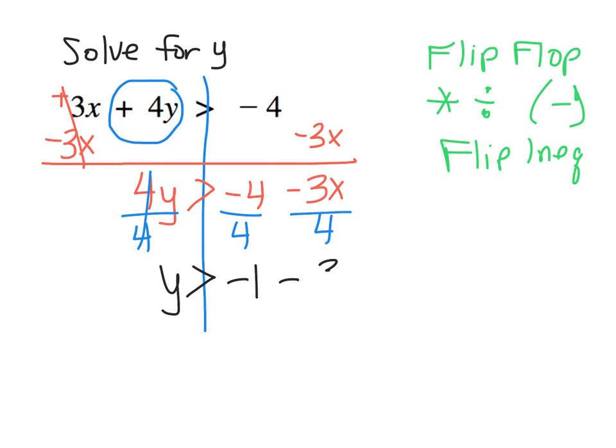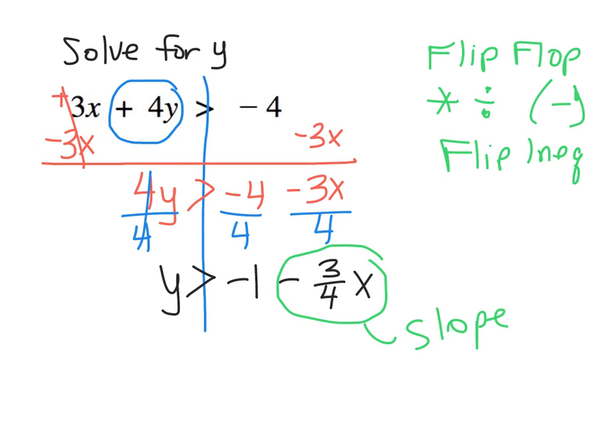minus, I'm going to leave it as a fraction, negative 3/4 x. And quickly, to identify my slope if I'm going to graph this, my slope is always the term with the x, and my y-intercept is always the constant, the number without a variable.